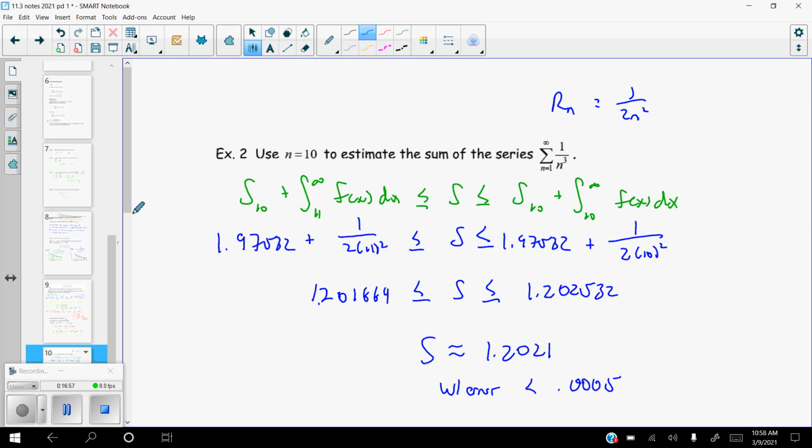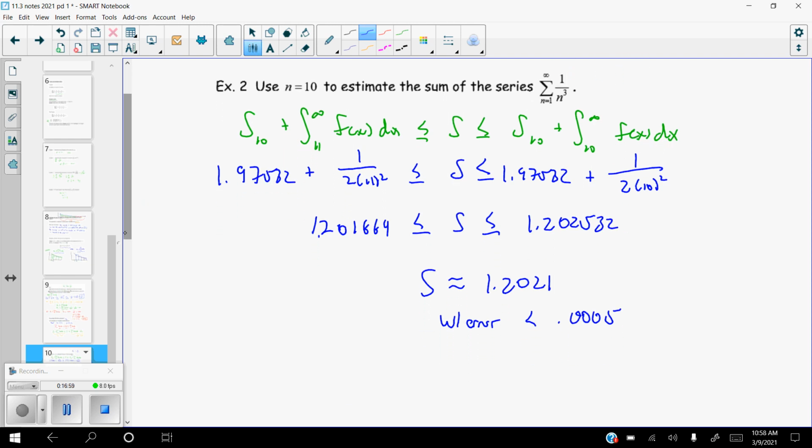In this case, we only required 10 terms because we only did s sub 10. We used the 11th term in the integral part, but we only required 10 terms in order to do s sub 10. So that's a lot less than the 32 or whatever it was that we found on the other page. All right, so there is how you do it.